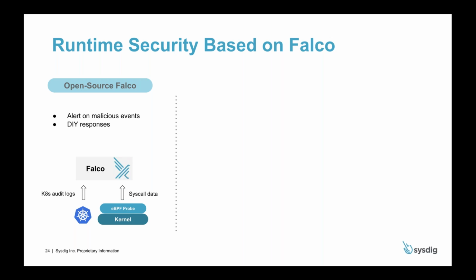It also integrates with the Kubernetes audit logs as another rich source of detection. So you can think about the Kubernetes control plane detection coverage via the audit logs that goes into Falco, and then the system calls that gives you full visibility into what's happening at the host level. And then you can build your DIY responses on top, and use Falco to alert on malicious events and abnormal activity happening at the workload level.